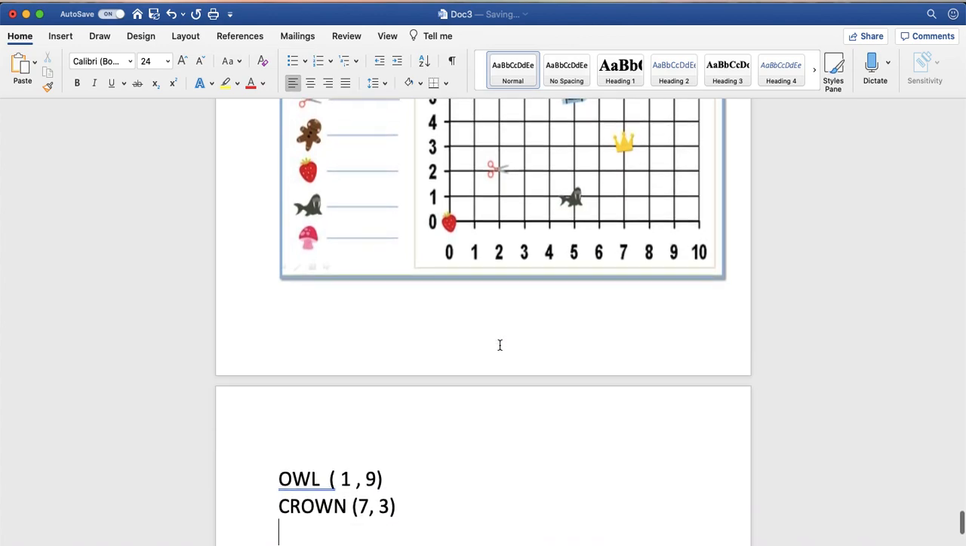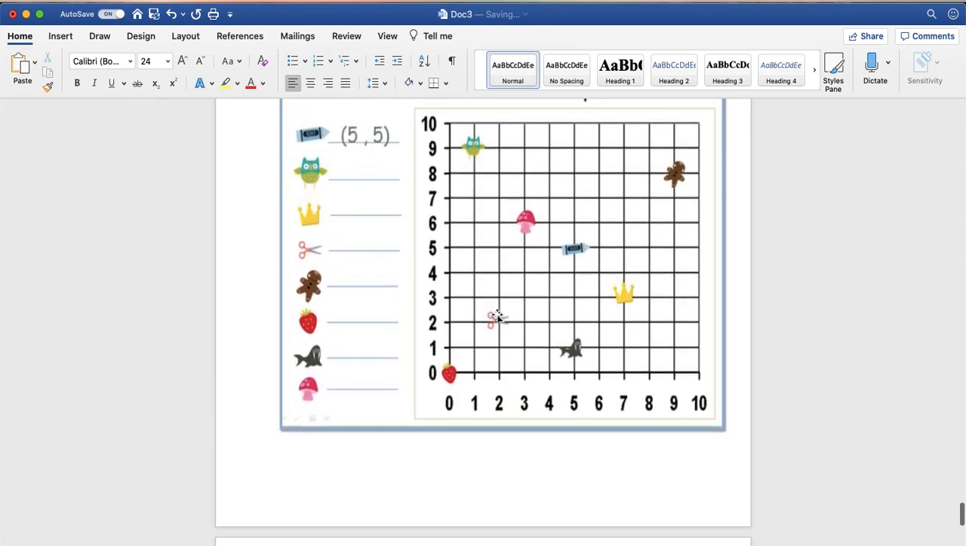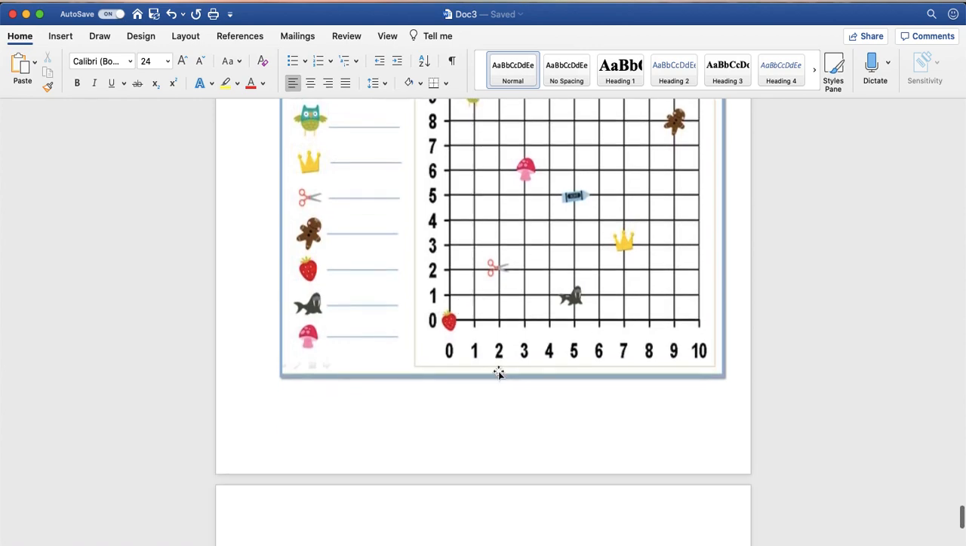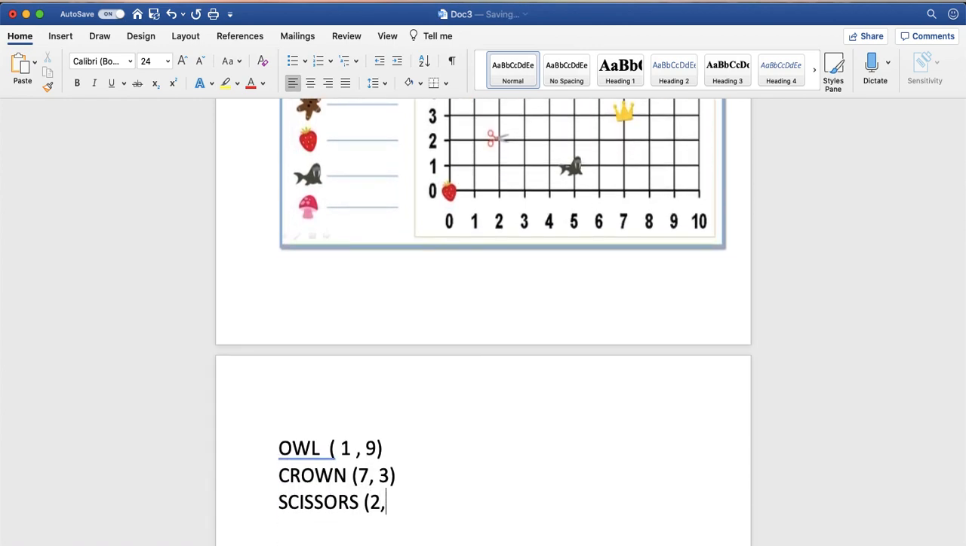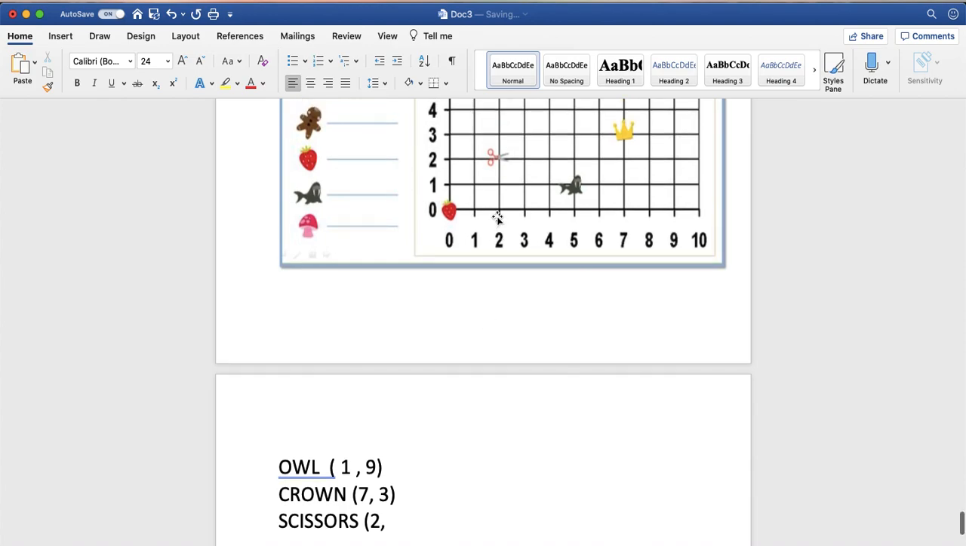My next one is scissors. Start off my parentheses. My scissors are over here, and I'm starting off at home. So let's see how far I need to run. 1, 2. Write my 2 followed by a comma, and I have to jump up 1, 2. 2 more times. Close my parentheses.